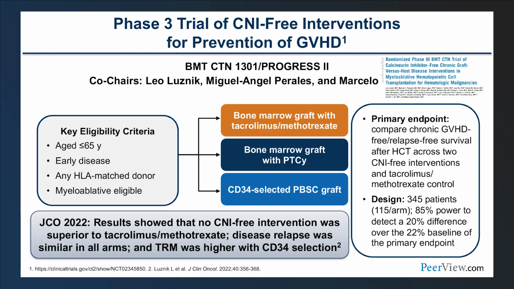The results were published in 2022 in JCO, and interestingly showed no CNI-free intervention was superior to TAC methotrexate. Disease relapse was similar in all the arms, and unfortunately TRM was higher with CD34 selection. And neither of these 2 approaches have really gained ground over our standard TAC and methotrexate.